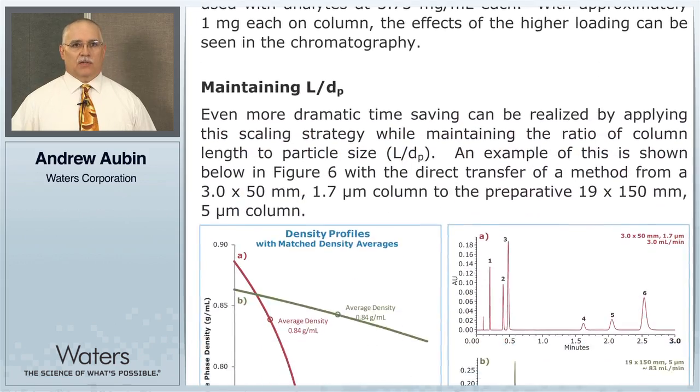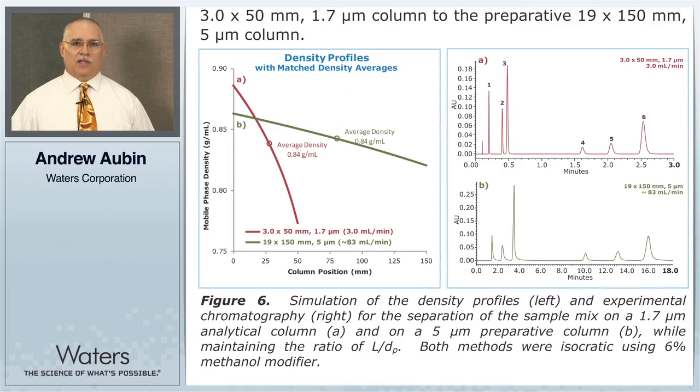We can also start to consider length of column and particle size together. In liquid chromatography, using L over dP, that's length divided by particle size, we can accurately predict how long of a preparative column we will need relative to the size of the analytical column. The same calculations can be used in supercritical fluid chromatography as long as the average density is taken into account.